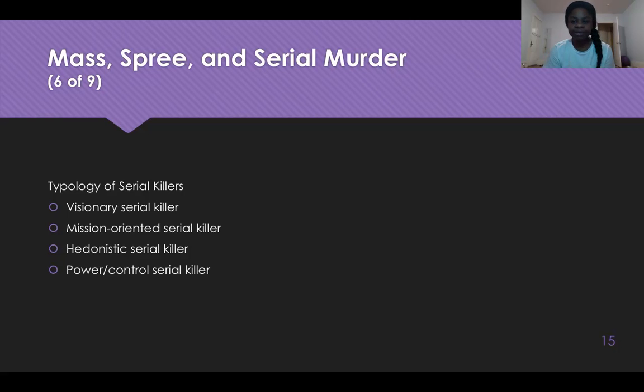The hedonistic serial killer is the majority of serial killers. He or she kills for the thrills, specifically engaging in perverted sexual activity. And then lastly, the power control serial killer. This person gains more satisfaction from exercising complete power over his or her victims rather than from the bloodlust, although sexual activity is almost always involved with this type of serial killer.